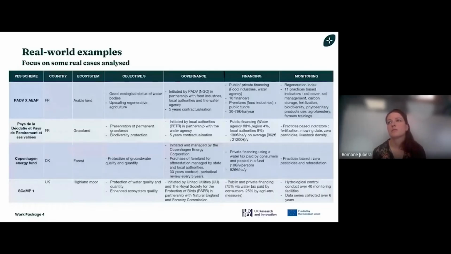Another interesting PES that we wanted to show you is the Copenhagen Energy Fund. It's also based on water quality and quantity preservation. This one is based on a water tax paid directly by the consumers that is pooled into a fund. It's only 10 euros per year and per person, which leads to an average payment for the foresters and farmers of up to 526 euros per hectare and per year.